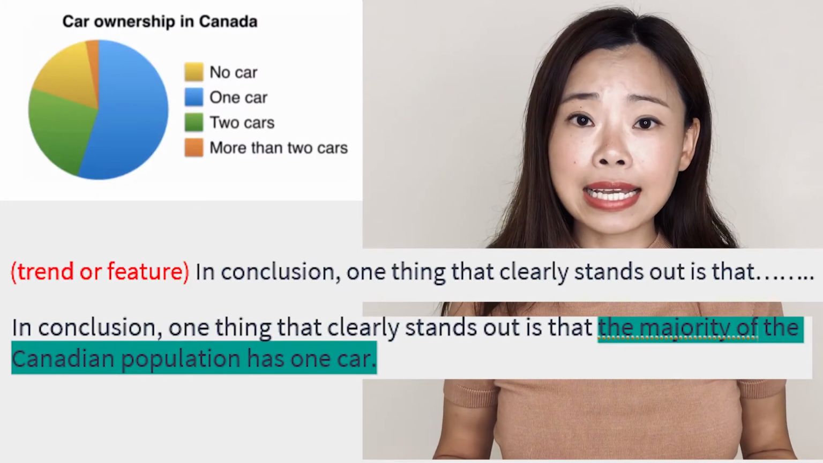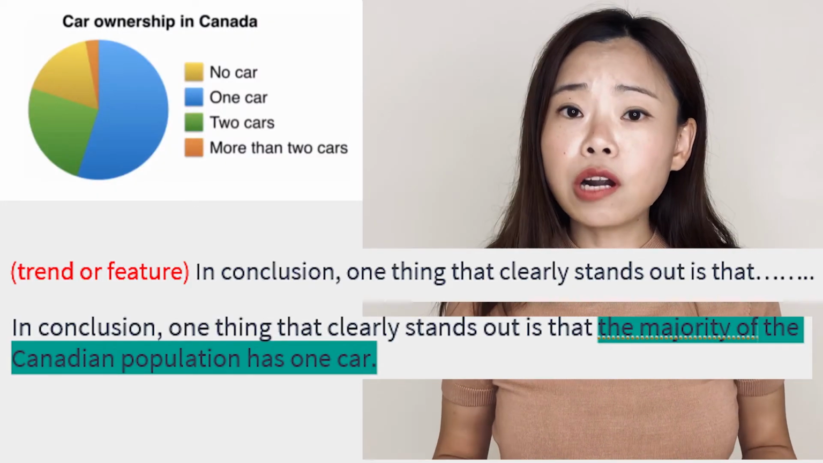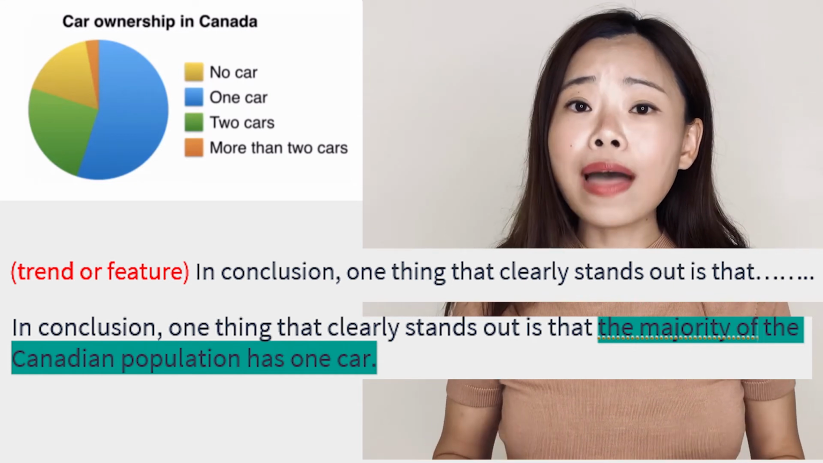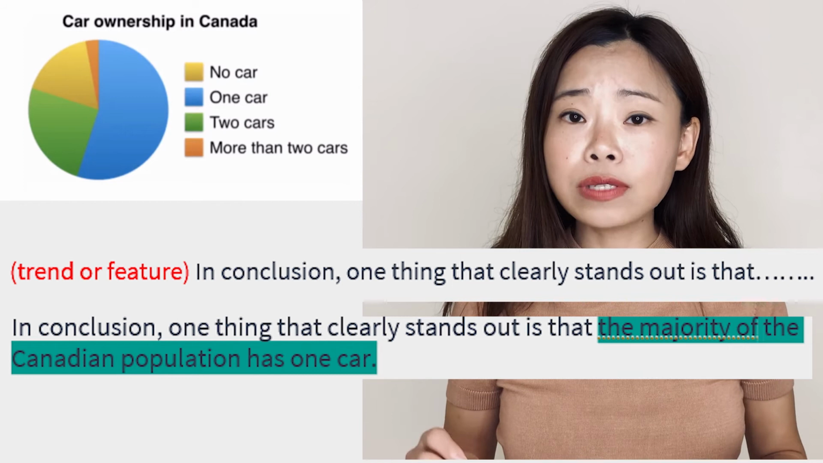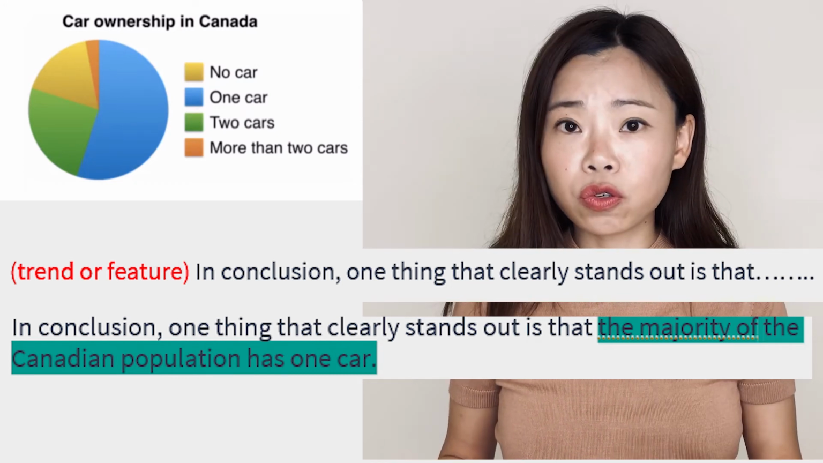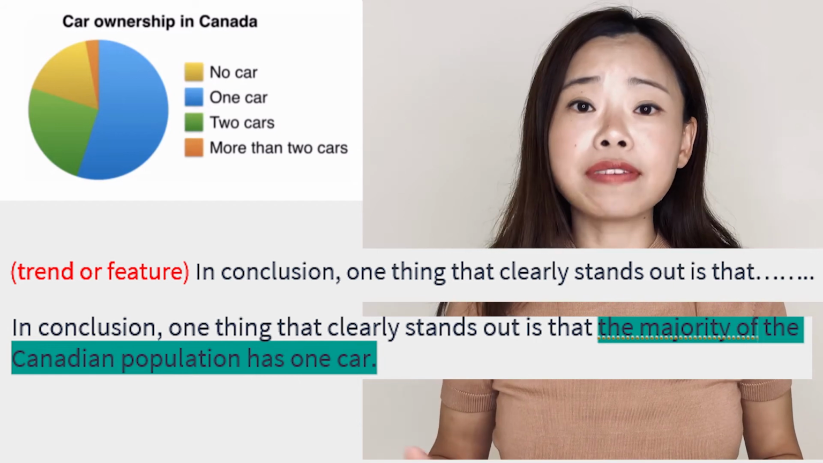Finally, conclusion. In conclusion, one thing that clearly stands out is that the majority of the Canadian population has 1 car. One thing that clearly stands out is that it's totally optional. It gives you a little bit of a cushion, that extra 4 to 5 seconds.